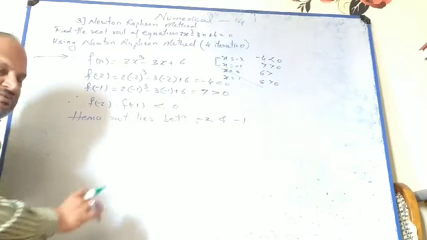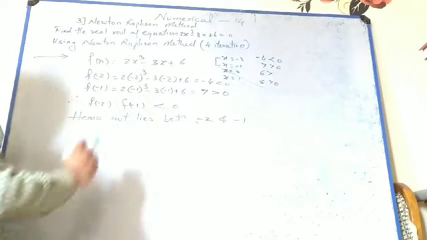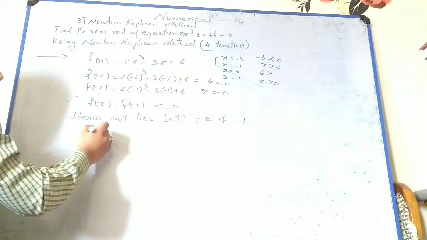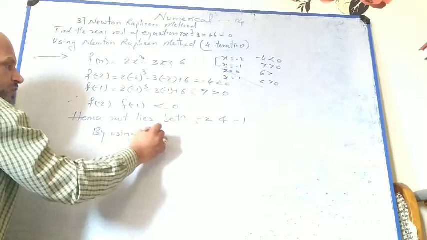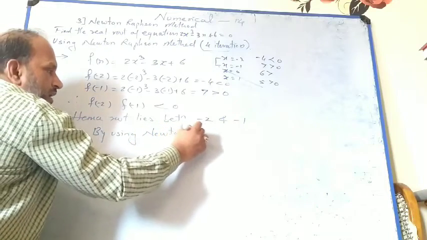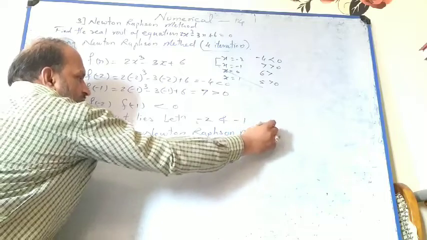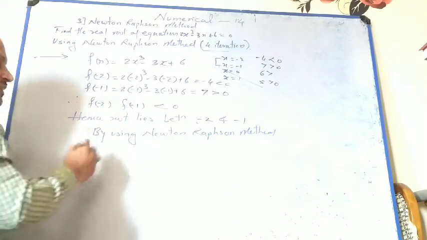So this is the common step. Henceforth, now how to solve? You have to take 4 iterations by the Newton Raphson method. Now how to apply the Newton Raphson method? So by using Newton Raphson method, you write the name of the method so that you can easily follow the problem.